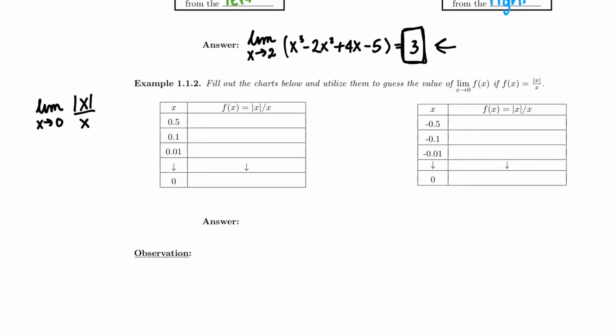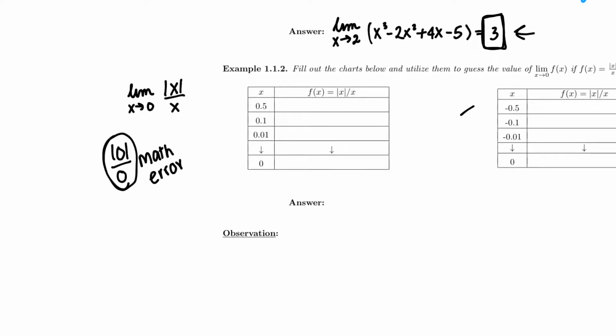down here, if you plug in 0 to this guy, so if you plug in the absolute value of 0 over 0, your calculator is going to give you a math error. If you type 0 over 0, this is going to give you a math error. There is no actual value when you plug in 0. The only thing we can do here is guess what is happening at that point. So we're going to plug in some values, and we can actually do this by hand. And it's not too bad to do this by hand.